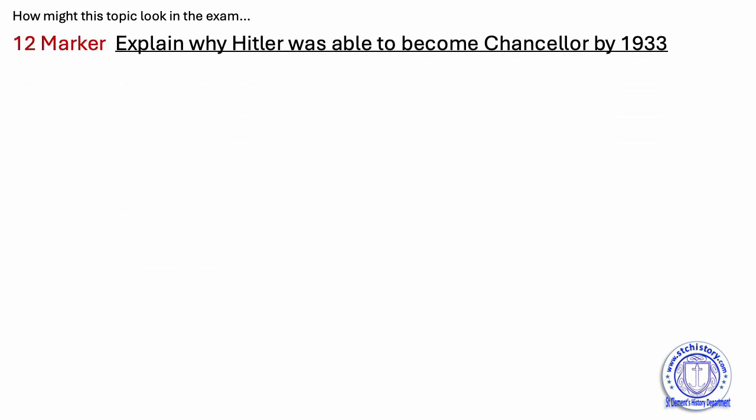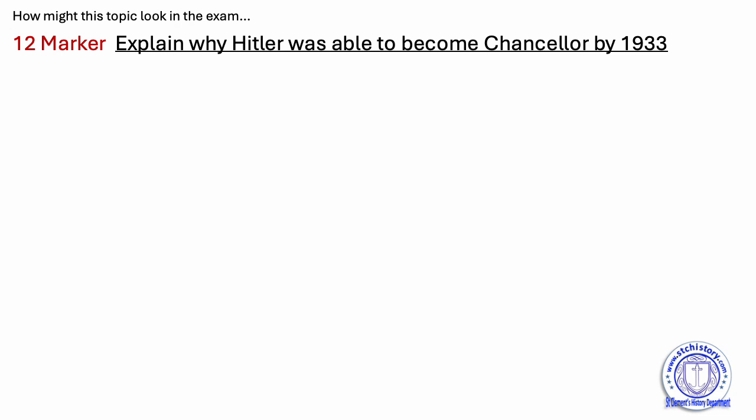So firstly, we've got to think about how this topic might look in our exam. It could be any question, question 1, 2, or section B. What we'll do as we go through this lesson for the first bit of it, before we have some exam practice at the end, is look at it as if we are planning a 12 marker. So each part of the video, the first 3 or 4 parts, will be essentially a paragraph to help us answer that 12 marker: explain why Hitler was able to become Chancellor by 1933. So obviously we'll need 3 paragraphs in there as we go.